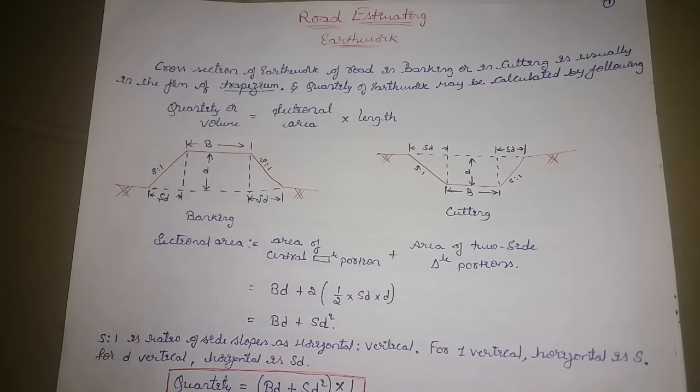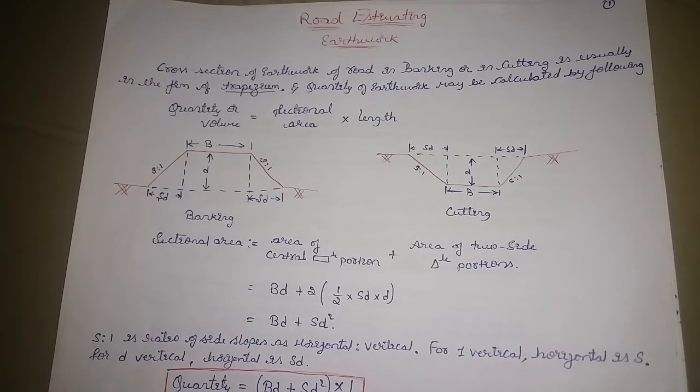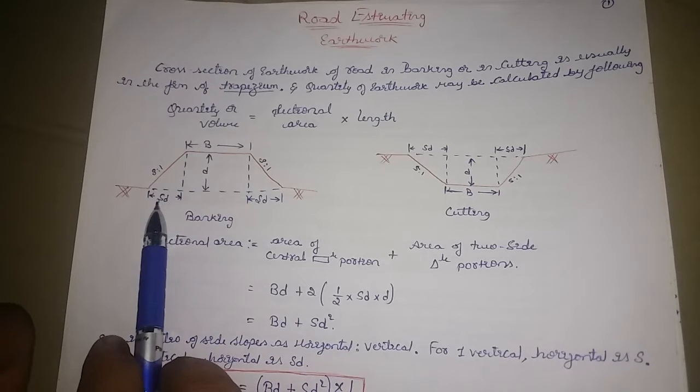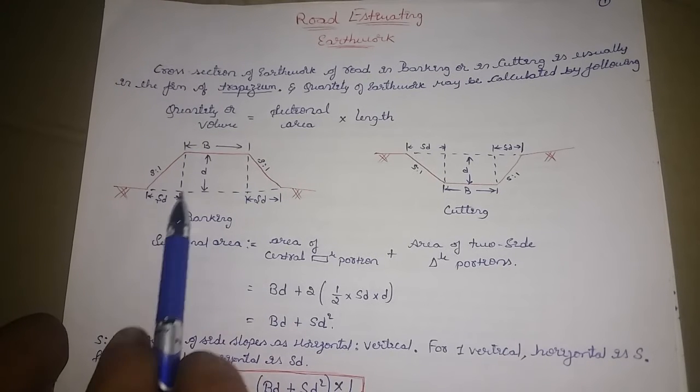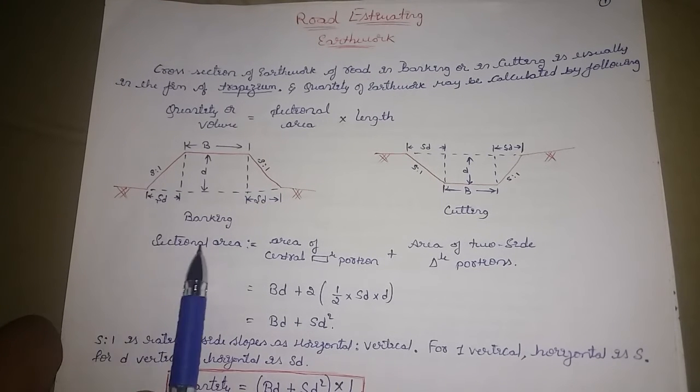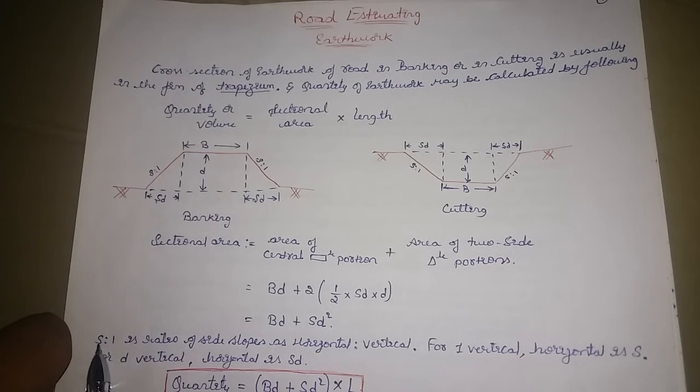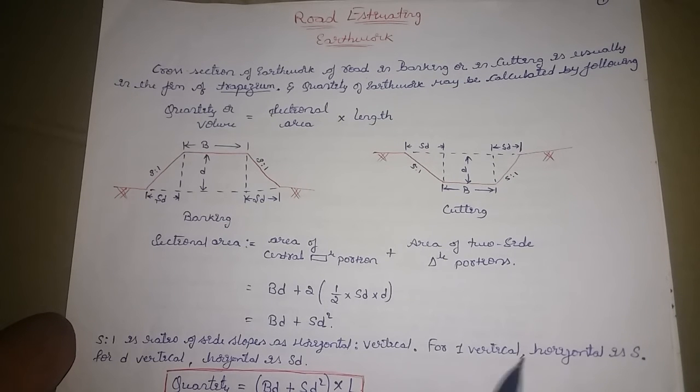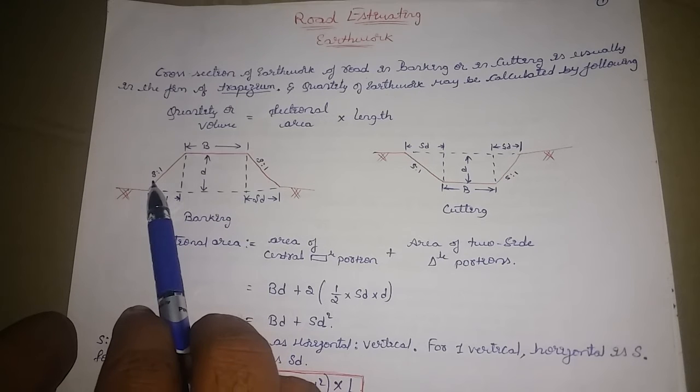B is nothing but your breadth, and D is your depth. So SD is nothing but slope into depth, so we have taken this distance SD directly. Now, S to 1 is the ratio of side slope as horizontal to vertical. For one vertical, the horizontal is S.